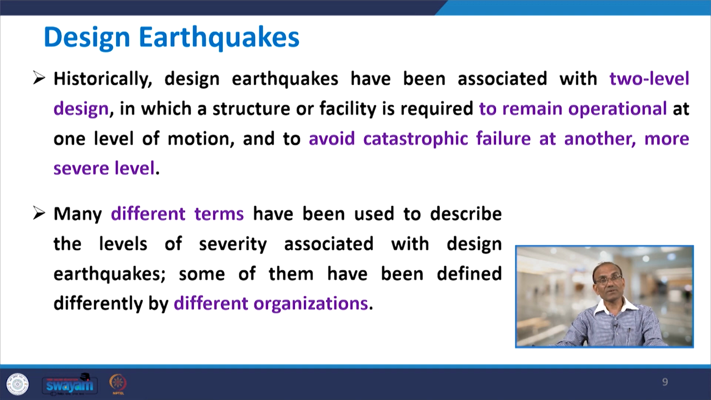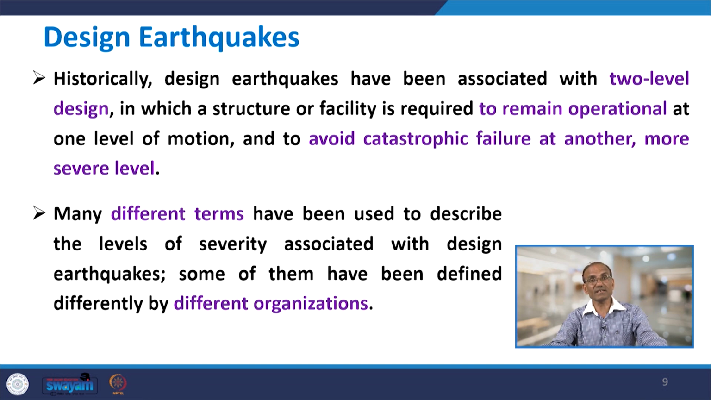Continuing with that, historically design earthquakes have been associated with 2 levels of design, in which a structure or facility is required to remain operational at one level of motion. So, one level of motion will be that level where even if that level of earthquake or shaking occurs, your structure or facility is still operational, functional, no issue. And the second is a level of shaking where it may not be operational, but we need to avoid catastrophic failure. So, that earthquake comes, but there is no catastrophic failure of the structure.